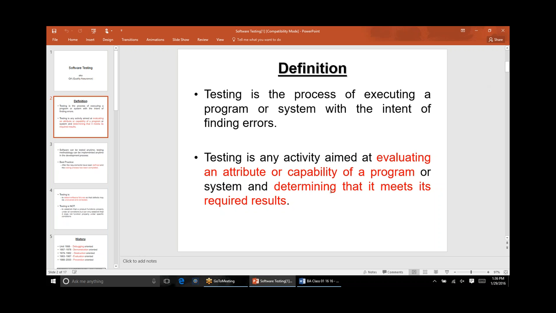When we talk about testing, I would like you guys to make a note of the second paragraph. Please make a note of the second paragraph.